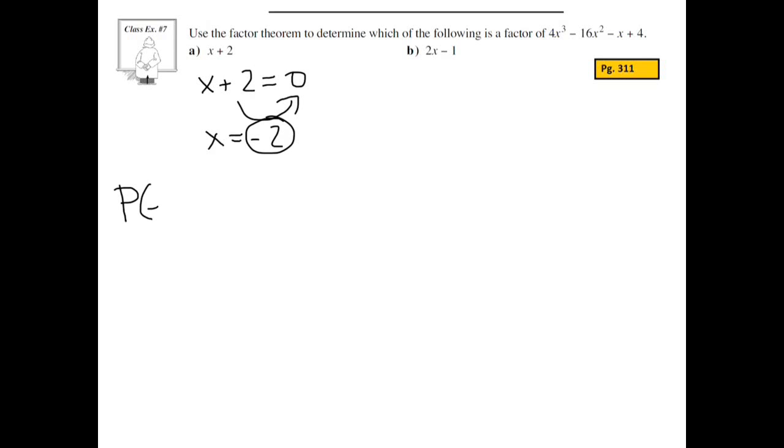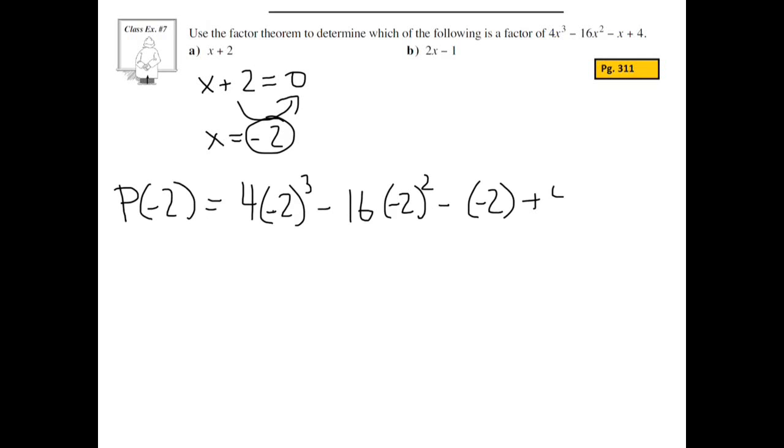So p of negative 2 is going to be 4 times negative 2 to the power 3 minus 16 times negative 2 to the power 2 minus negative 2 plus 4. Okay, so when we figured this one out, we had negative 2 to the power 3 times 4. That's going to be negative 32. We got negative 16 times negative 2 to the power of 2. That's going to be negative 64. And then we got minus negative 2. Those negatives are going to cancel out, so you're going to have a positive 2 and plus 4.